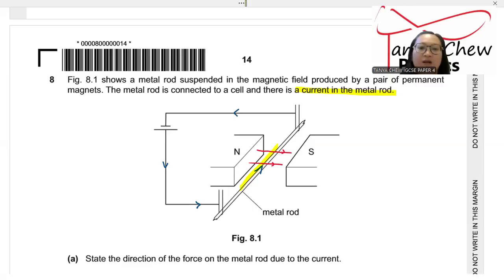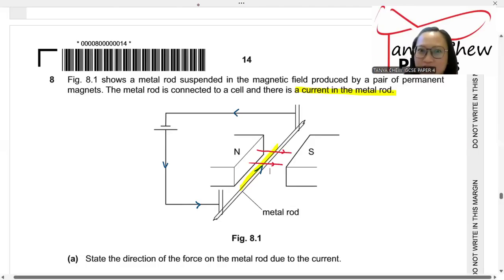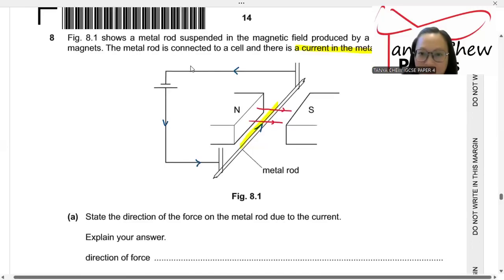So since there is a current flowing in the metal rod, there will be magnetic field around the metal rod, right? Right, current carrying conductor has magnetic field around it. The interaction between the magnetic field of the metal rod and the permanent magnet gives rise to the magnetic force. That is why you are asked to determine the magnetic force. That's the origin of the magnetic force.